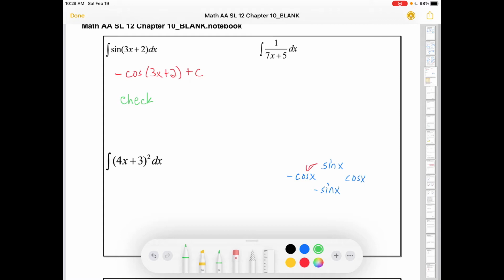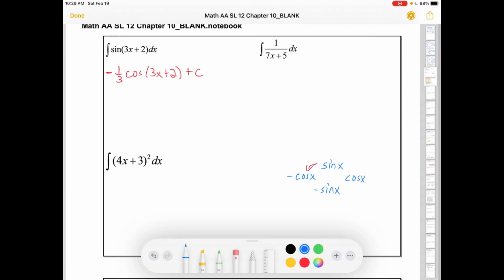Now I know that negative cosine goes to sine, and I'd get sine of 3x plus 2, and then from the chain rule I'd get a times 3. I'd say, oh no, it needs to be 1/3 as big. So there needs to be a negative 1/3 in front. The negative because of the cosine, and the 1/3 because of the 3x in 3x plus 2. And when I check that, well, now it'll be okay. I'll be back where I started. Sine of 3x plus 2.